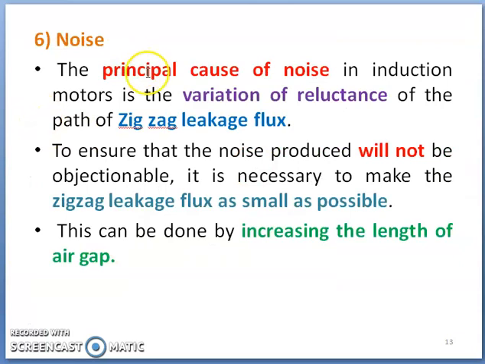Then coming to noise. The principal cause of noise in induction motor is variation of reluctance of the zigzag flux. Somehow, if effect of leakage flux is reduced, then definitely noise in the machine will be less. And then how to achieve this? This can be achieved by increasing the length of air gap. If length of air gap is large, effect of zigzag leakage flux will be less, and that will keep noise in the machine low.